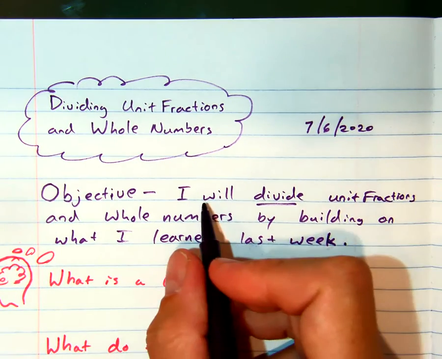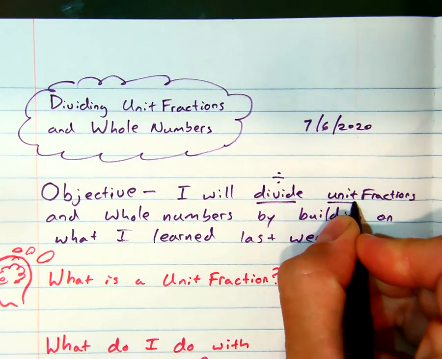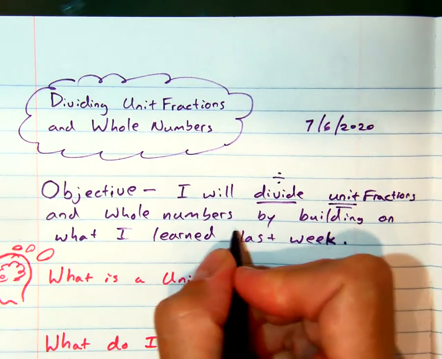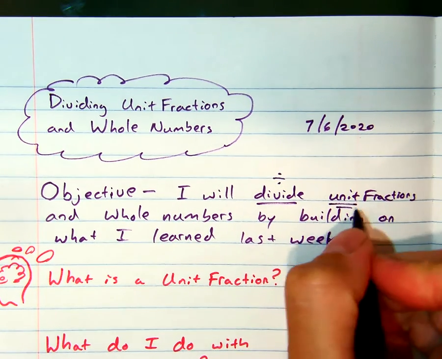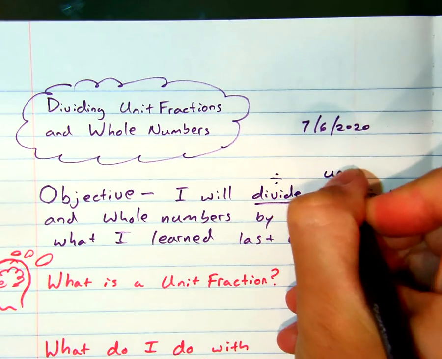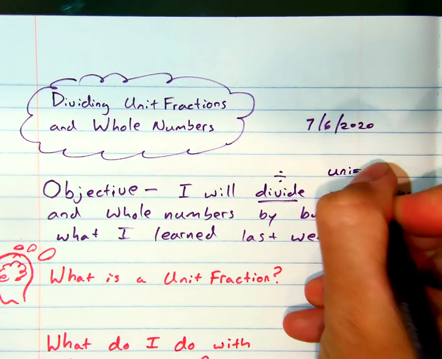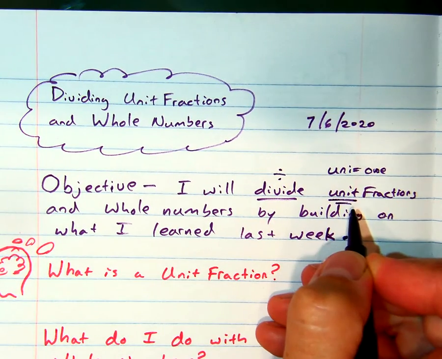I will divide unit fractions and whole numbers by building on what I learned last week. Now the key here for unit fraction, so remember that uni means 1. So that prefix and the adjective here, unit, means 1 fraction.